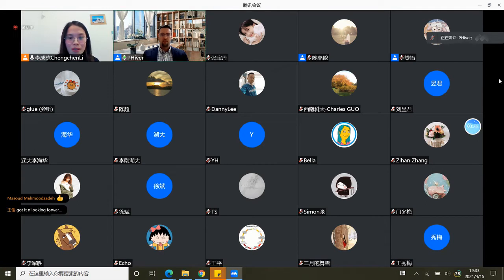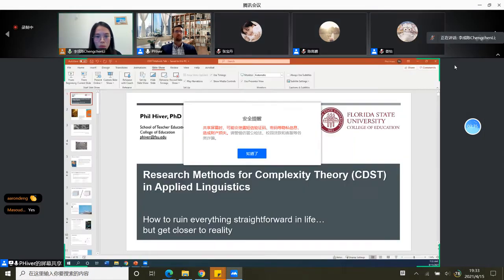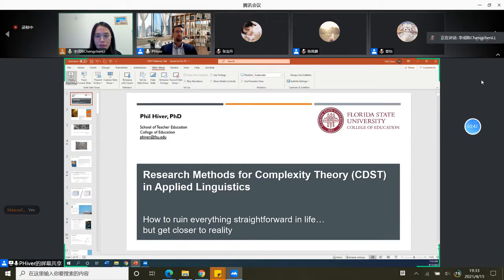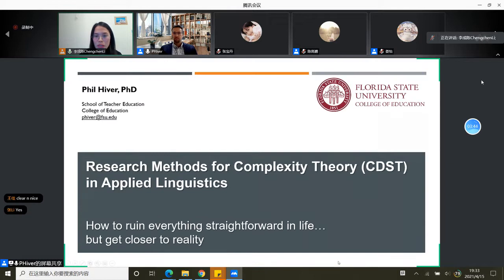Please tell me if you can see my screen properly. I have to change my mode. How about others? Yeah, I can see your screen now. Yeah, it works perfectly for me. How about others? Yes, okay. Great.